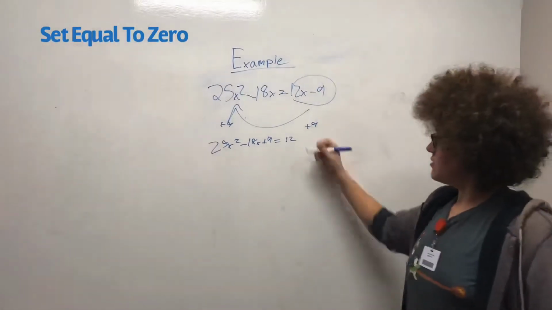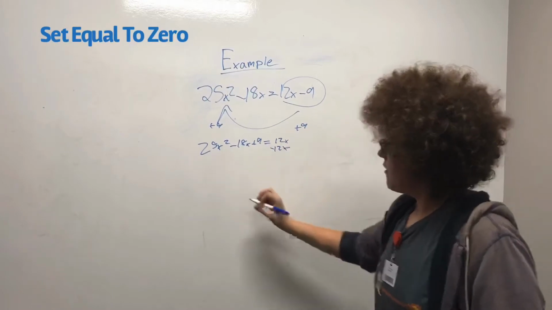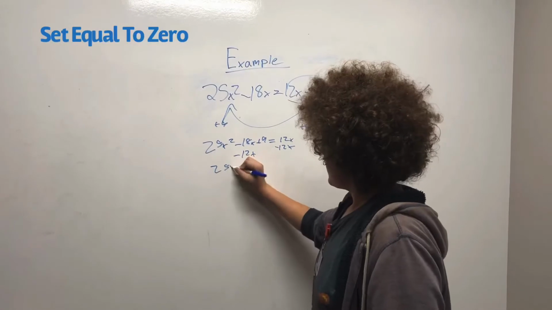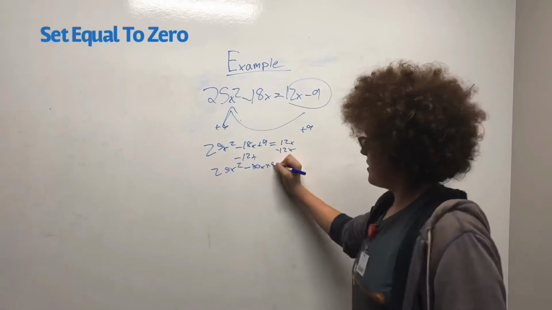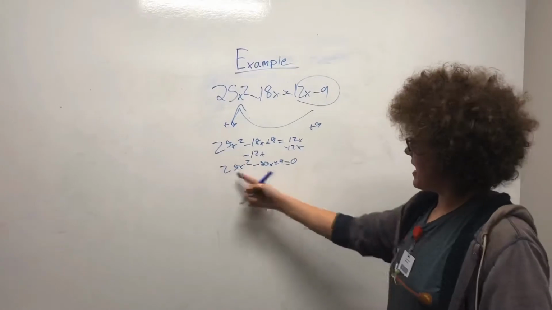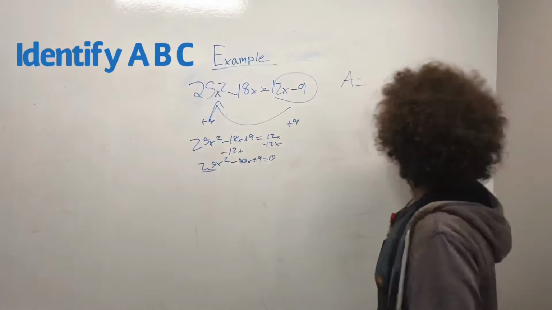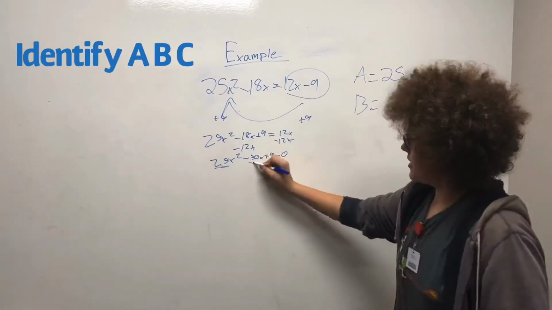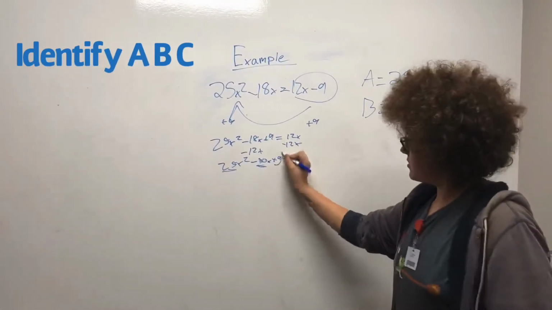Now the next thing we need to do is move the 12x over here. So we subtract the 12x from both sides, which now gives us 25x squared minus 30x plus 9 equals 0. Now that it's set to equal 0, we need to identify our A, B, and C. So our A equals 25. Our B equals negative 30. And our C equals positive 9.